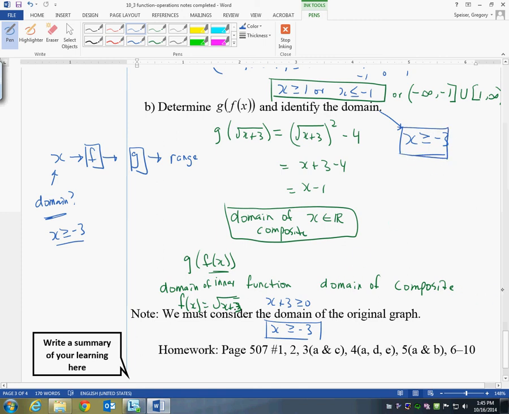Okay, here is your homework on page 507 to try them out, and we've reduced some of the numbers that you need to do, so hopefully you'll have time to do them in class. Thank you.